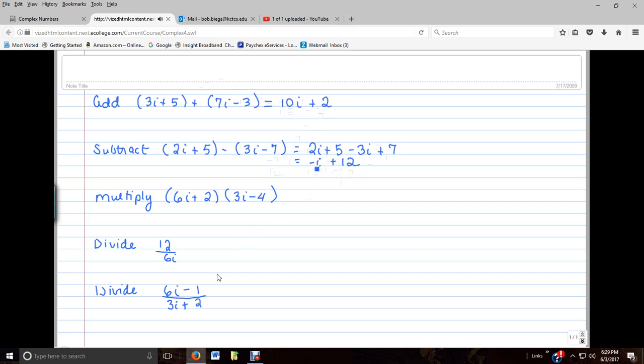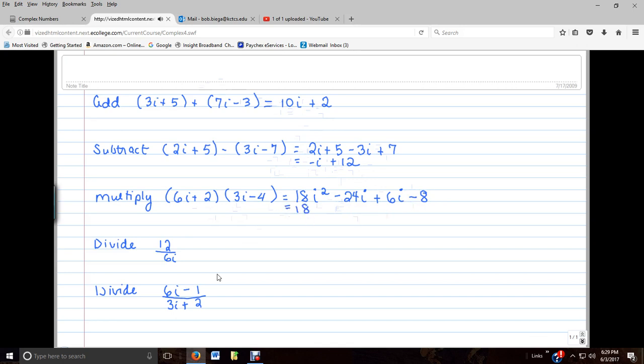All right, now to multiply this, we're going to FOIL it out just like we FOIL in normal algebra. 6i and 3i is 18i squared. 6i and minus 4 is minus 24i. 2 times 3i is 6i. And 2 times negative 4 is negative 8. Now, let's continue to simplify.